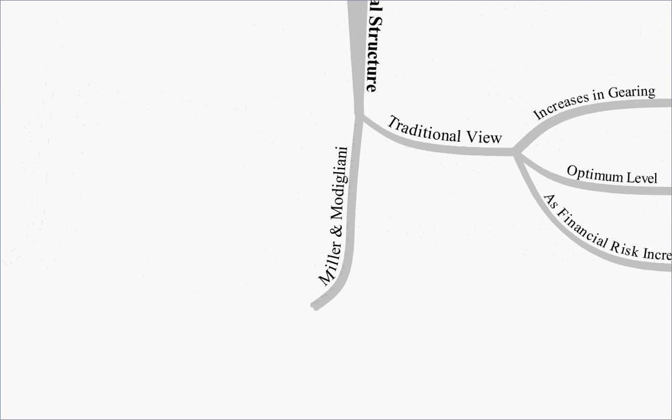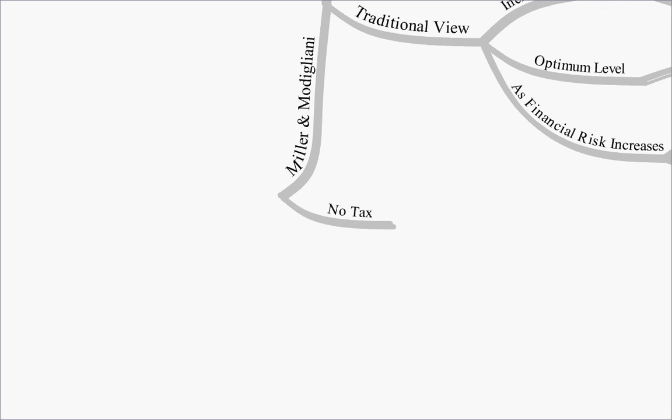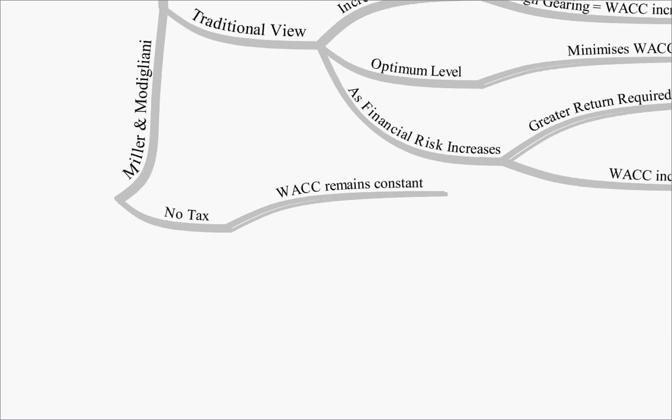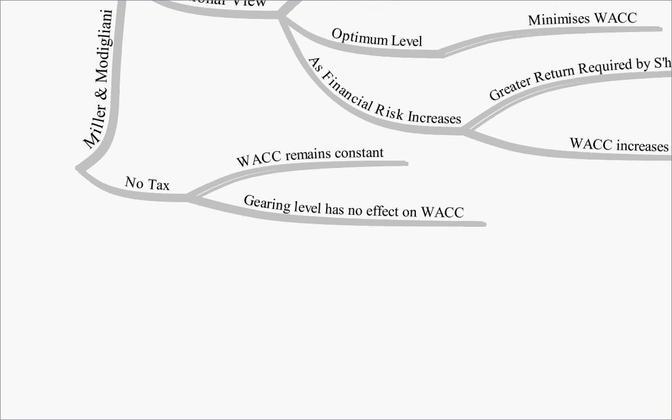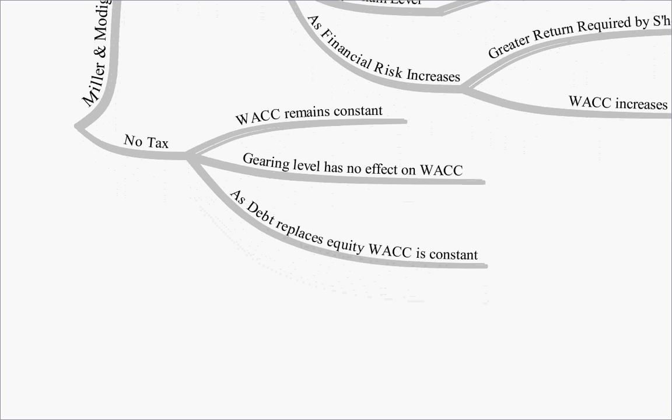Miller and Modigliani then stated that assuming there's no tax, the weighted average cost of capital will remain constant. The gearing level has no effect on the weighted average cost of capital because as debt replaces equity, the weighted average cost of capital stays the same. So your equity costs more, but your debt costs less. So as you replace your equity with debt, they both offset each other and the weighted average cost of capital remains constant.